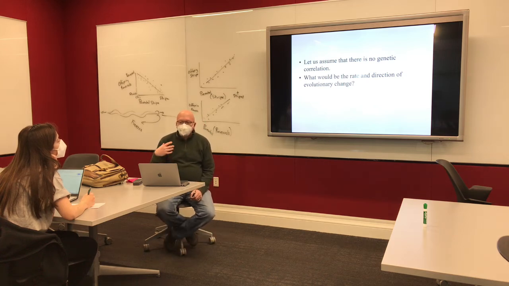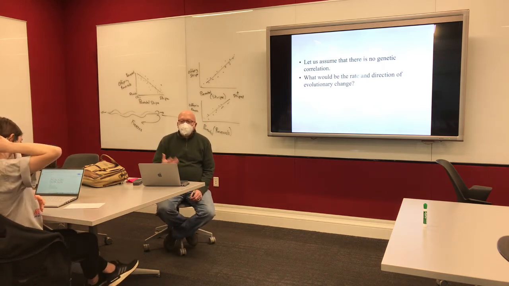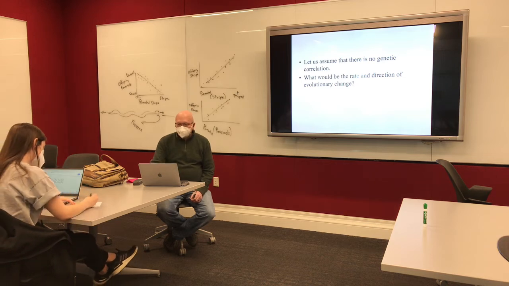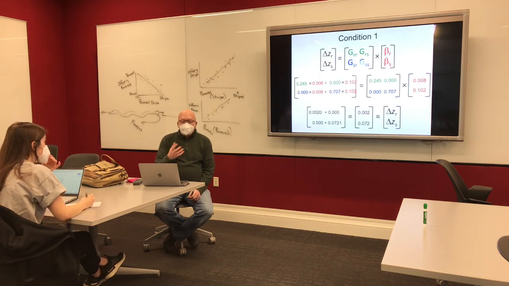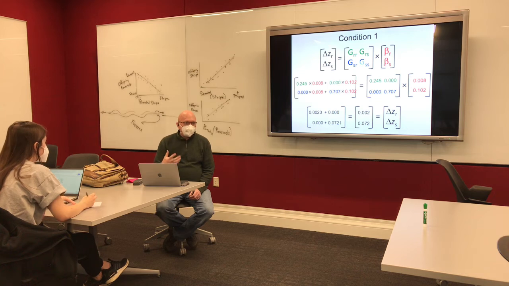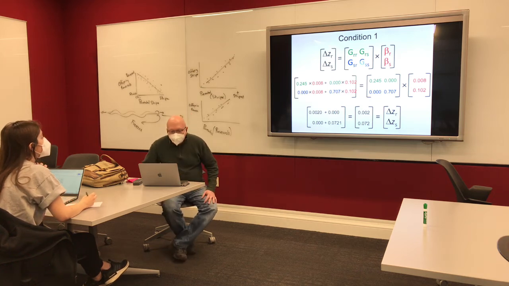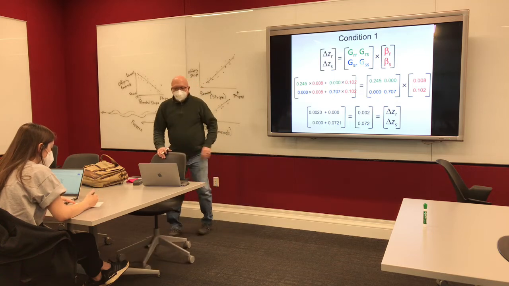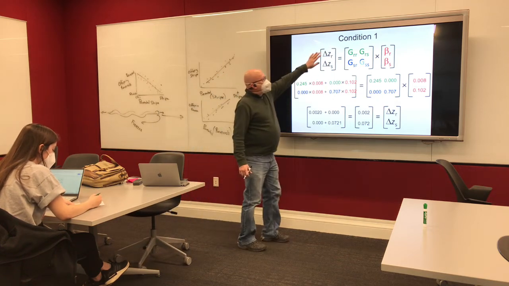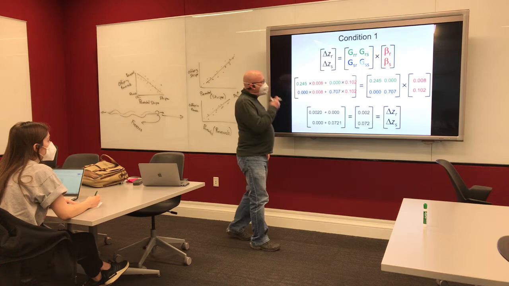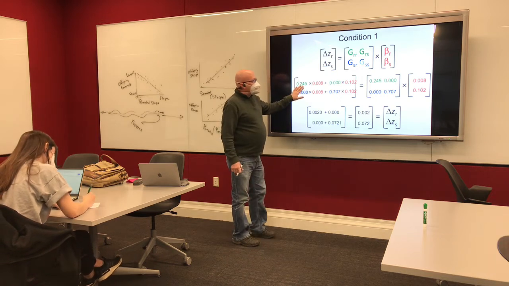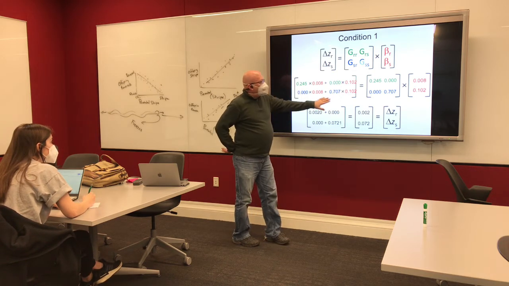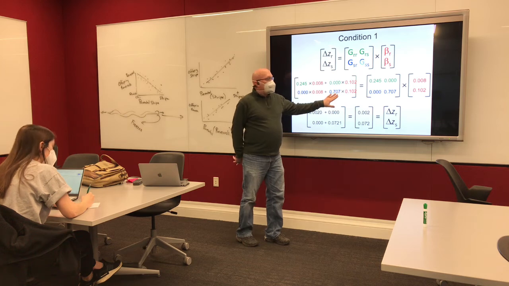So if there's no genetic correlation, what would be the rate and direction of evolutionary change? These are actually figures from Brodie's work. In this case, reversals is on top, stripe is on the bottom. Heritability of reversals is relatively low. Heritability of stripe is relatively high.